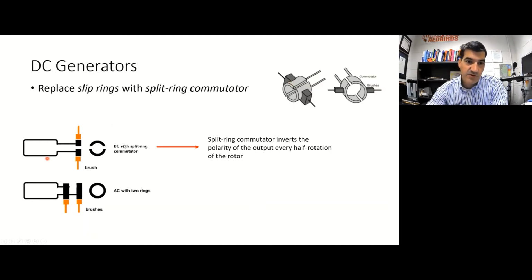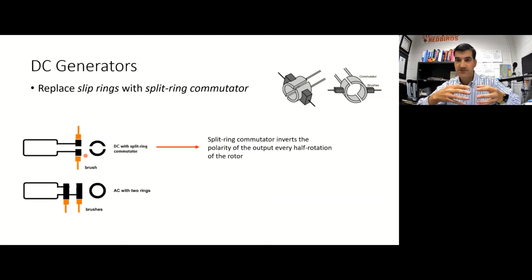And here's another view. It's like a top view of a split ring commutator where this is a brush, and then as the split ring commutator rotates with the armature, then every half rotation, the split ring commutator is going to alternate which brush it's connected to.